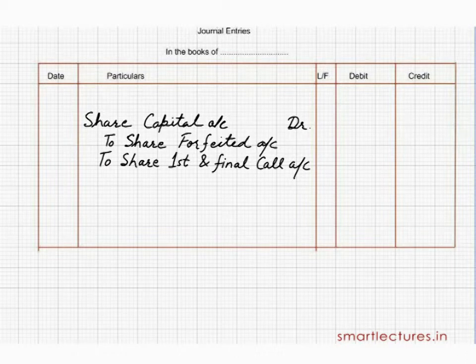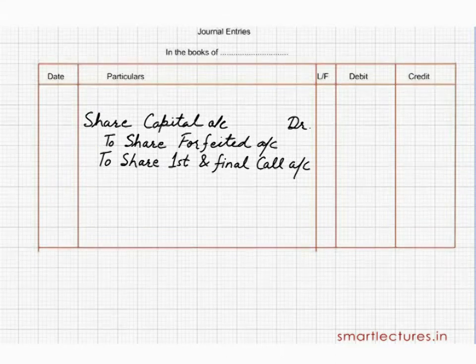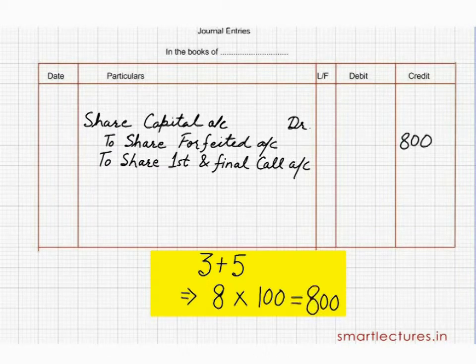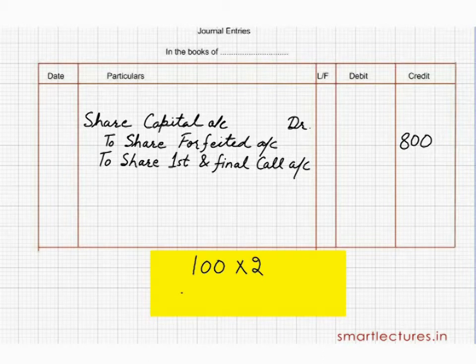Share capital account is being debited, which means whatever the company has credited as capital for the shareholder will now be debited. To share forfeited, basically it's an income account, because if the shares are forfeited, the money received by the company from the shareholder will not be returned. It will be retained by the company. This shareholder paid application money of ₹3 and allotment money of ₹5. It means the shareholder had paid ₹8, and this money will be forfeited. Naturally, this money will become income for the company, and that is ₹800. To share first and final call account means to unpaid call account, and that is 100 into 2.